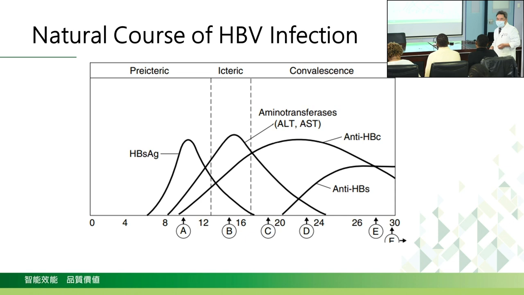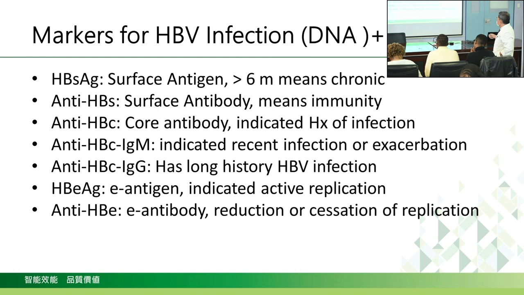Okay, natural course, I want to tell you. In HBV infection, HBsAg will come out. Jaundice, ALT and AST go up. Anti-HBc, hepatitis core antibody, will come up and usually lives long. Anti-HBs coming out means the amount is enough, it means immunity. HBsAg will disappear if this is enough. So, the HBV infection markers.